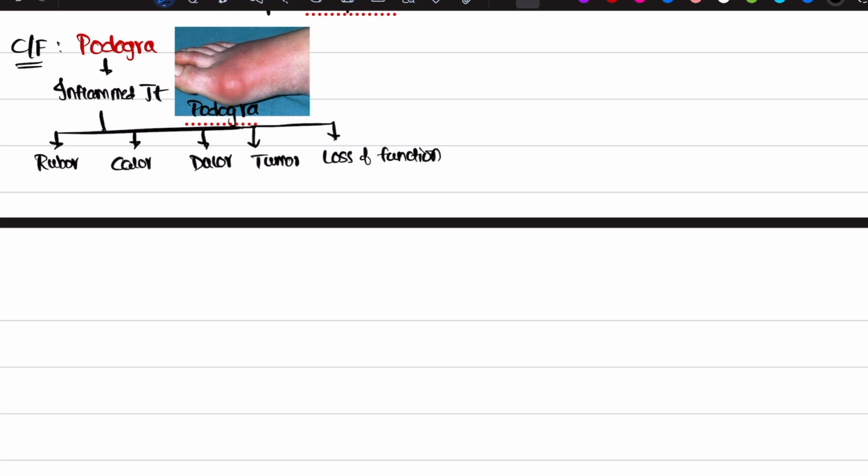I hope you guys read the basics of pathology in the inflammation chapter. I'm going to discuss there what rubor, calor, dolor, tumor and loss of function mean. As words, I will just explain what these mean. Rubor means redness. Here in podagra you can see the redness. Calor means increase in temperature, when you touch this area you feel the warmness, and dolor means pain. It also leads to loss of function of that particular joint.